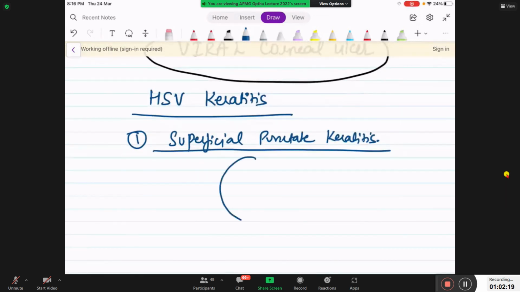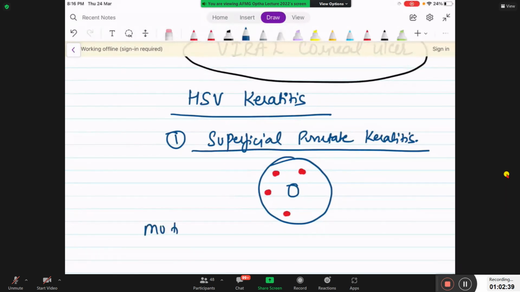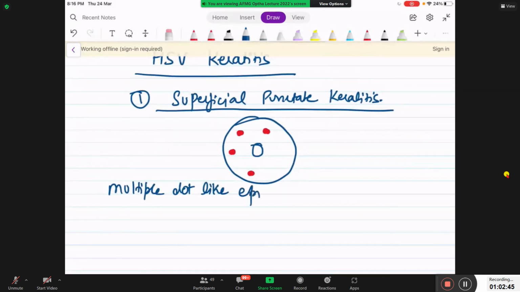Superficial punctate keratitis, what picture you see, suppose this is the cornea, you will see multiple dot-like epithelial lesions, which means the lesions are limited to the superficial layer of the cornea. It is not a very deep infection. So you will see multiple dot-like epithelial lesions in superficial punctate keratitis. Second is very, very important. It can cause dendritic ulcer.